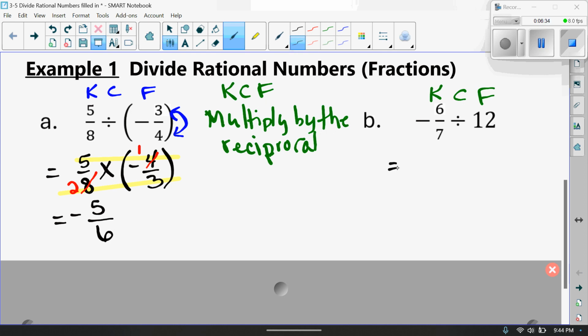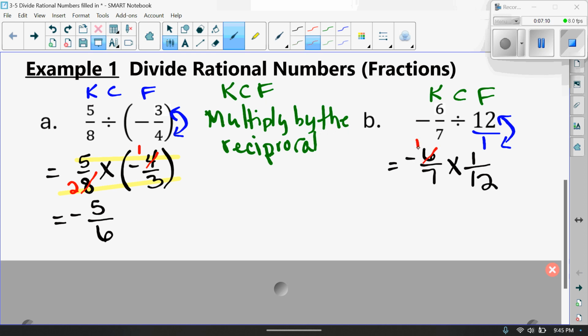So the first fraction stays the same, negative 6/7. The division becomes multiplication. Now, this is a whole number. When we look at the whole number as a fraction, that is 12 over 1. So when we change that to the reciprocal, that's going to become 1 over 12. And now, before we multiply, we can simplify.